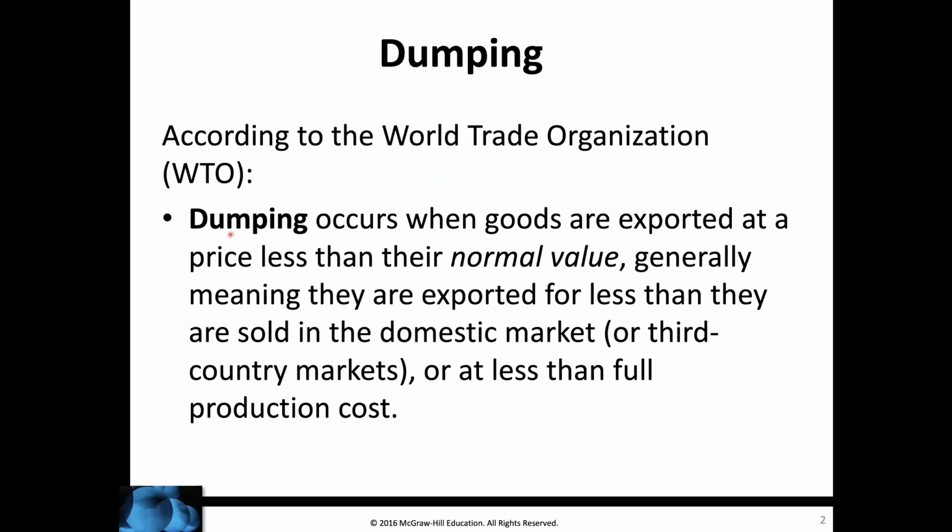The WTO says dumping occurs when goods are exported at a price less than their normal value, generally meaning they are exported for less than they are sold in the domestic market or at less than full production cost. And so how do countries or companies afford to do this? Well, we're going to look at it, but the concept is called dumping.